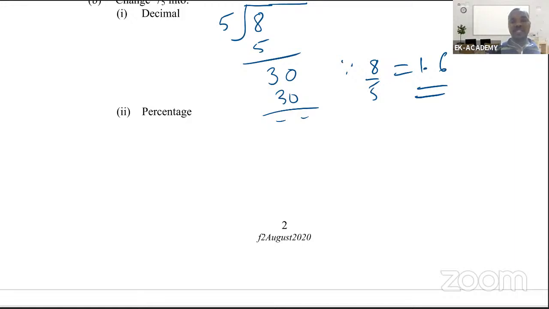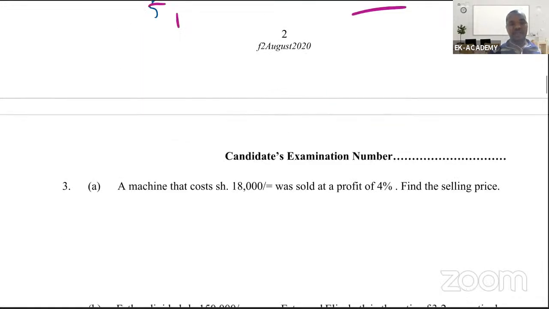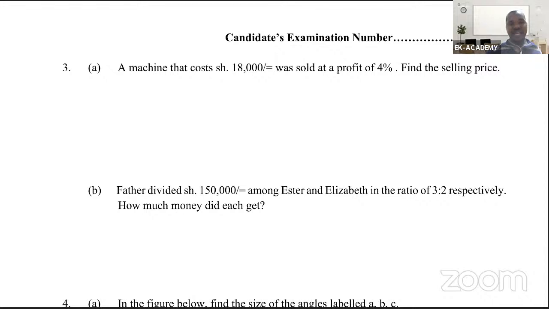What about percentage? You're going to take 8/5 multiplied by 100%. And when you simplify 100 by 5, it is 20, so 8 times 20. So you actually get 160%. We go to question number 3A.